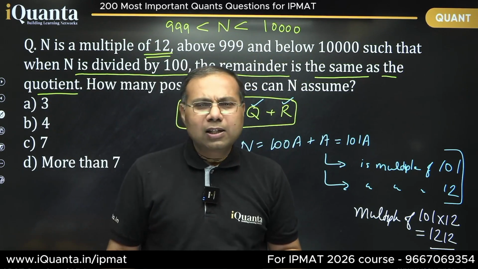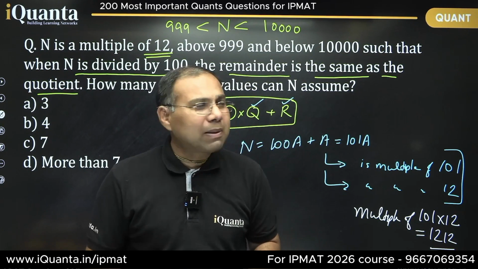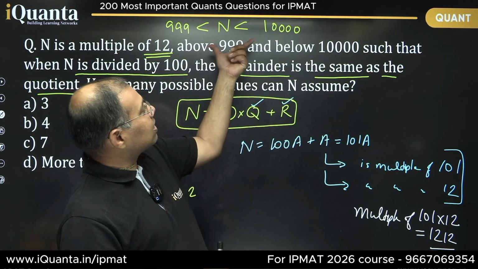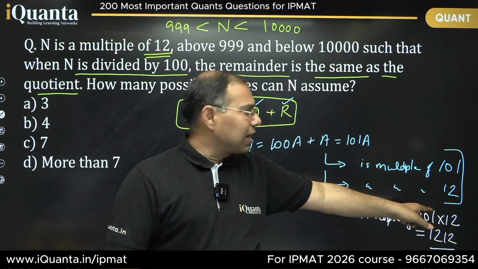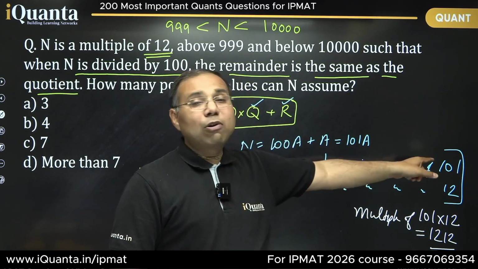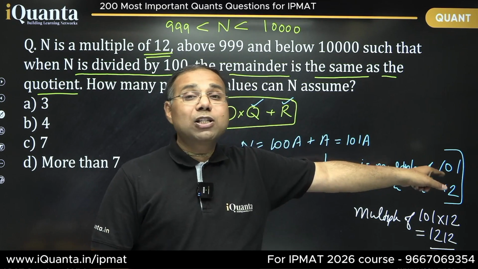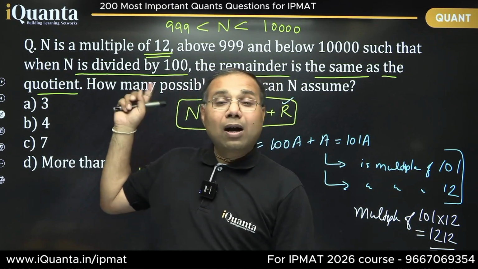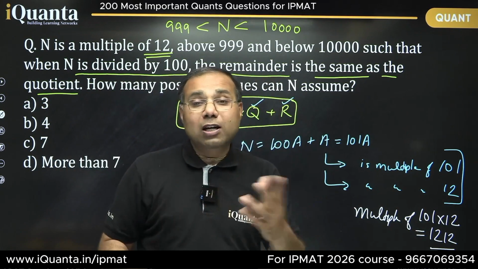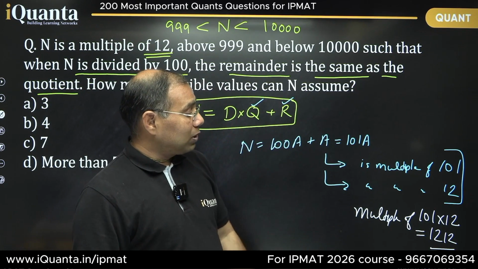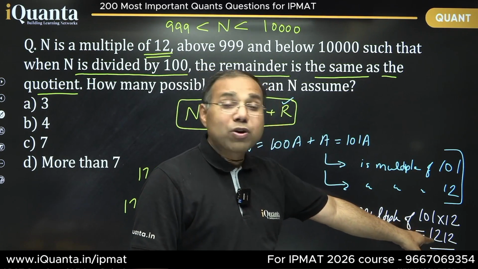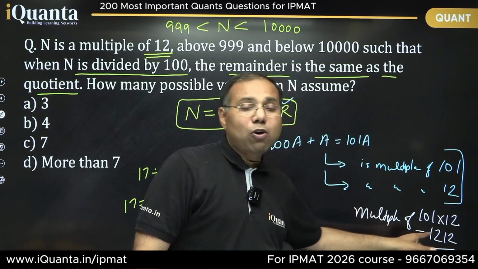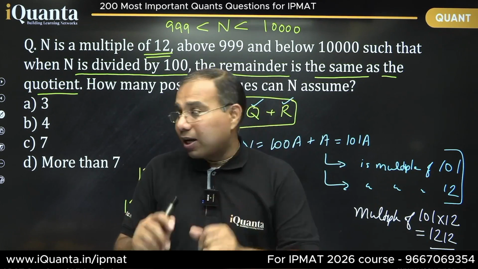That's very fine. We have got enough information about this number. So this number is a 4-digit number within this range. This number was a multiple of 12, that was directly given, and this number is a multiple of 101, which we concluded based on its divisibility by 100 and its quotient and remainder being the same. So these are all the information we have. So conclusively, we have this 4-digit number, which is a multiple of 1212. Fine.